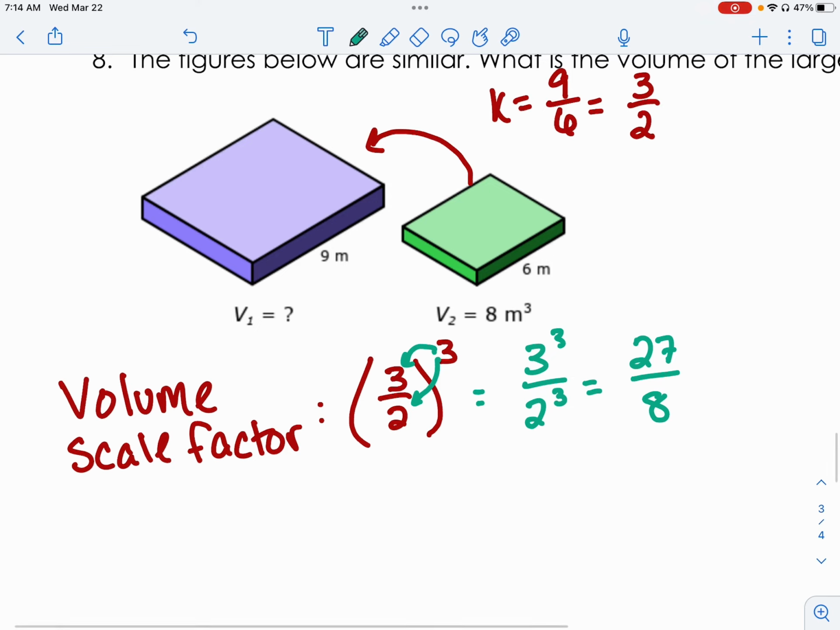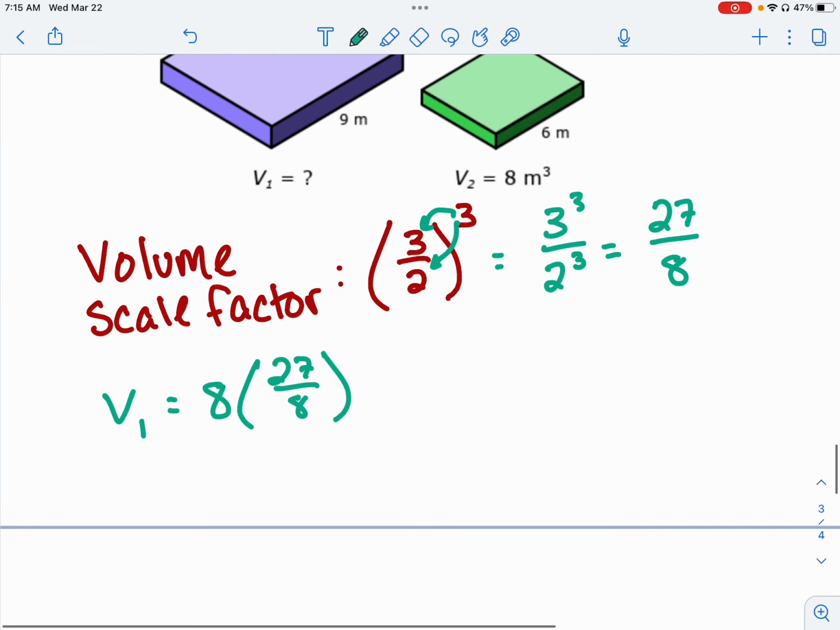And then all you have to do to find your volume 1, or your volume of the larger, is take our new volume K value and multiply it by volume 2. So 8 times 27/8, volume 1 just simply equals 27 meters cubed.